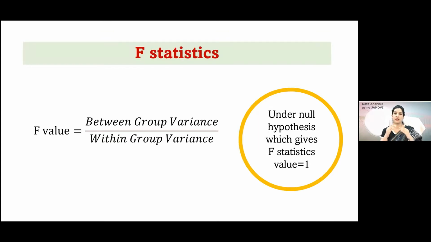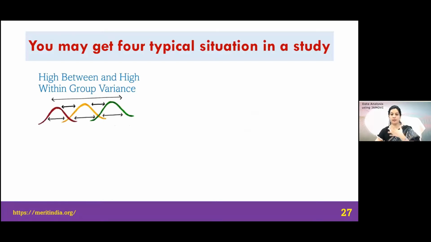So if you can recall the example of between group variance and within group variance, between group variance divided by within group variance will be your F value, and under the null hypothesis, this value is 1. So you may get a typical situation like the first situation.